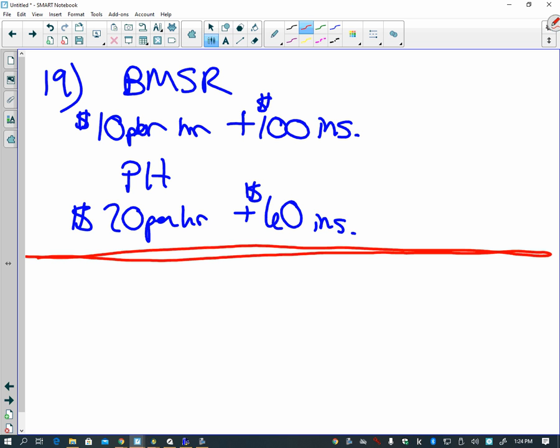So 10x plus 100. Why is it 10x and not 100x per hour, per class even? The $100 is flat. Now what? Equals what? 20x plus 60. Okay, good. Now let's just solve for x, right? Because x represents classes.